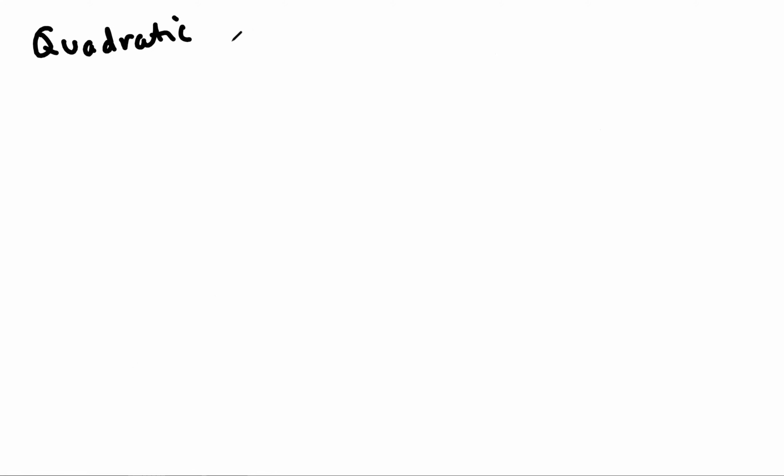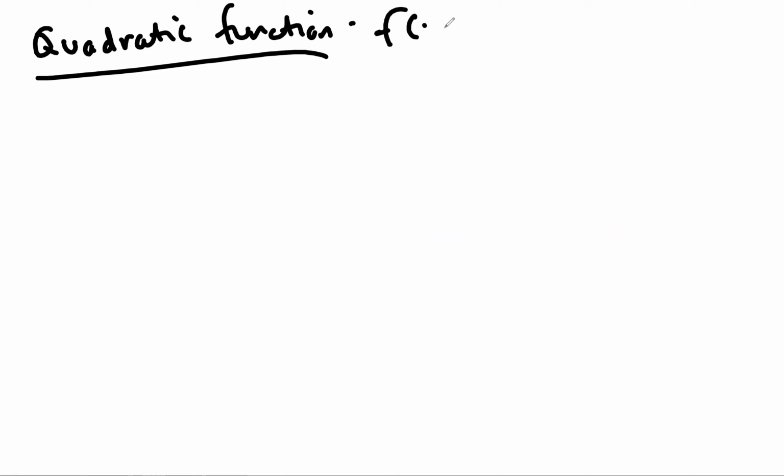So a quadratic function is a function that can be written like this. F of x equals ax, hold on, back it up. Ax squared plus bx plus c. That's what my quadratic function is going to look like.